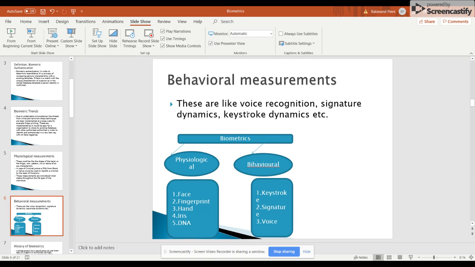There are two types: one is static, one is dynamic biometric. Static biometrics don't change over a period of time, like a face, a fingerprint, a hand, an iris, or DNA, which are unique. The other is behavioral, which changes a little bit, like keystrokes, signatures, or voice. Whereas the physiological face, fingerprint, hand, iris, and DNA don't change.